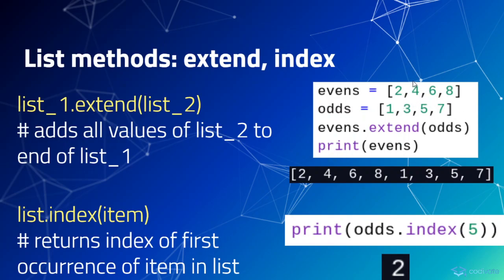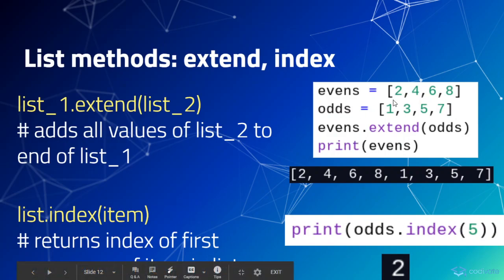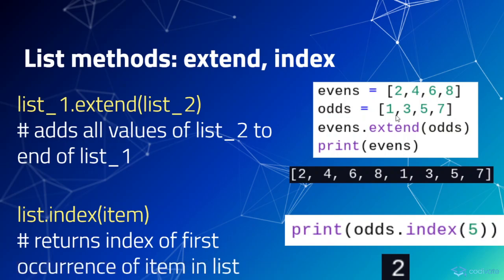If we were to print evens, you can see we get 2, 4, 6, 8, 1, 3, 5, 7, which makes sense. We have 2, 4, 6, 8 for evens, and it's being extended by 1, 3, 5, 7, which is odds. Our next method is the index method. So this will give us the index of the first occurrence of an item in the list. It won't give us the index of all the items, but only the first occurrence. In our example here, we know that odds has 1, 3, 5, and 7, and the index where 5 is, is 2. And that lines up with what we learned, 0, 1, 2.